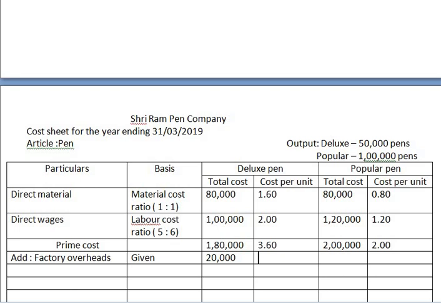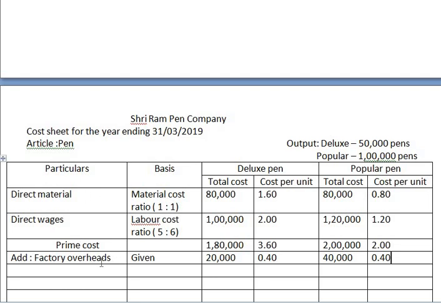And 40 paise which is already given. So 40 paise into 50,000. So here it will be 40,000. That is 0.40. Understanding? Hope it is clear to everyone.